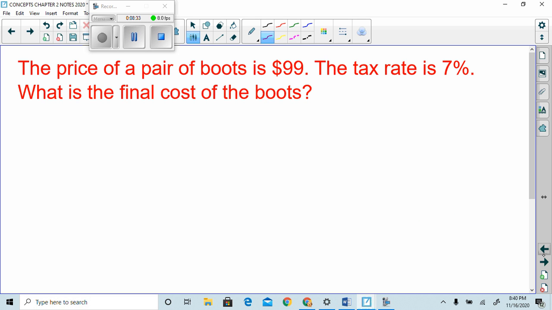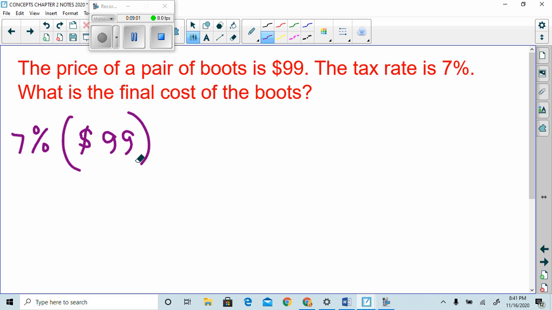We talk about percent application, and let's just do one or two. Here's tax. A lot of times when you're purchasing different items, you will be charged tax. So if you wanted to purchase a pair of boots that costs $99, and there is 7% tax, you're going to be taking 99 and multiplying that by that 7%.